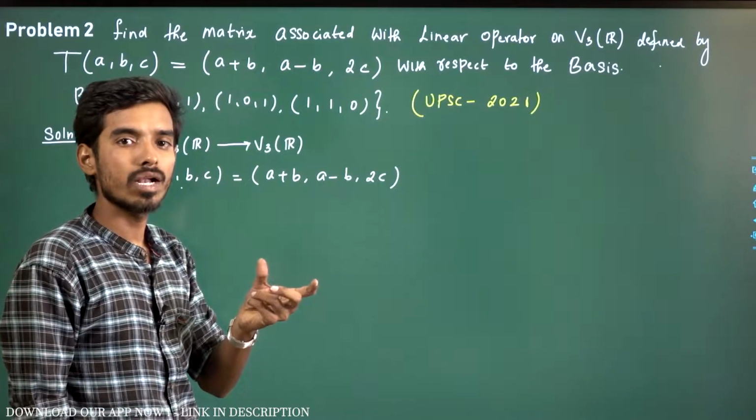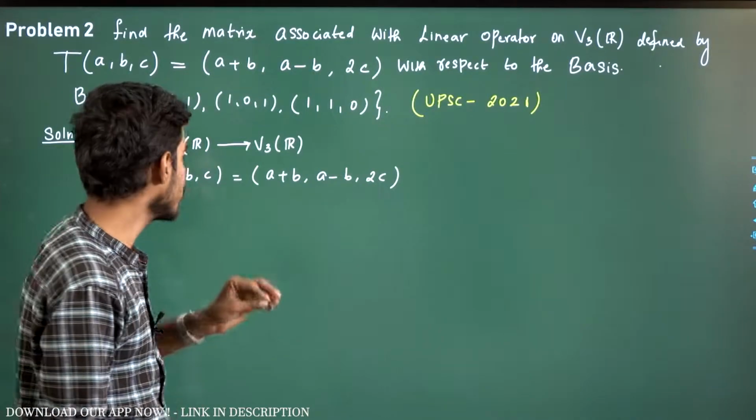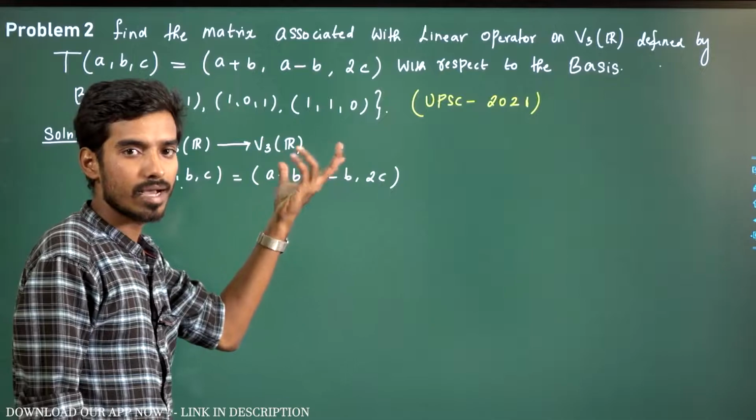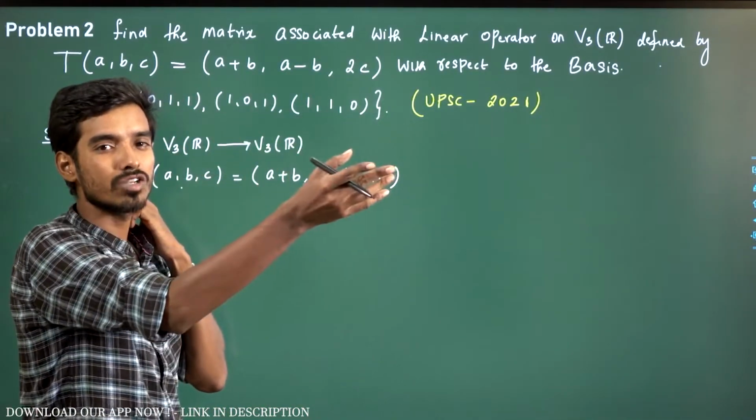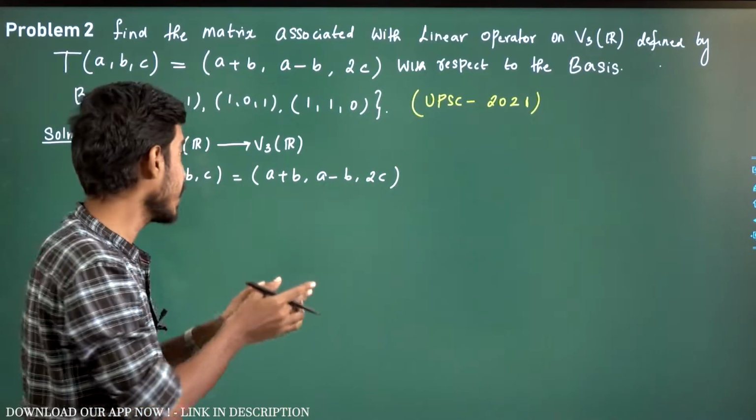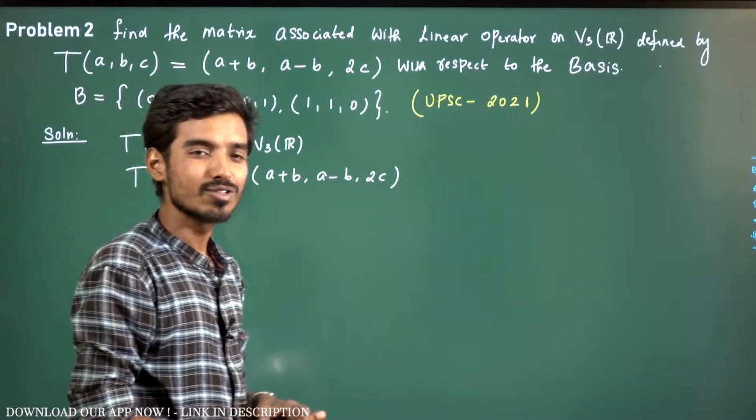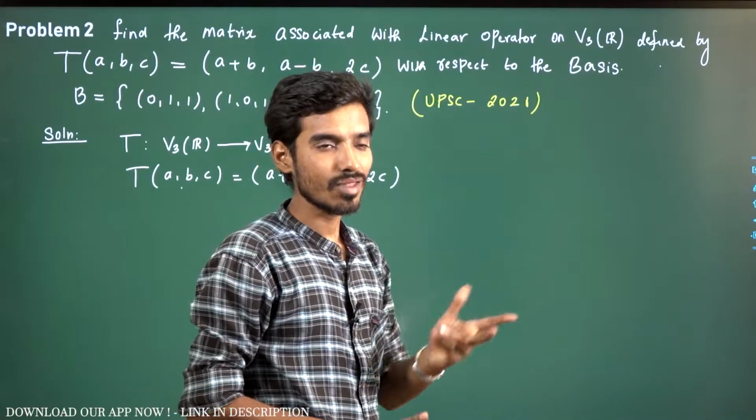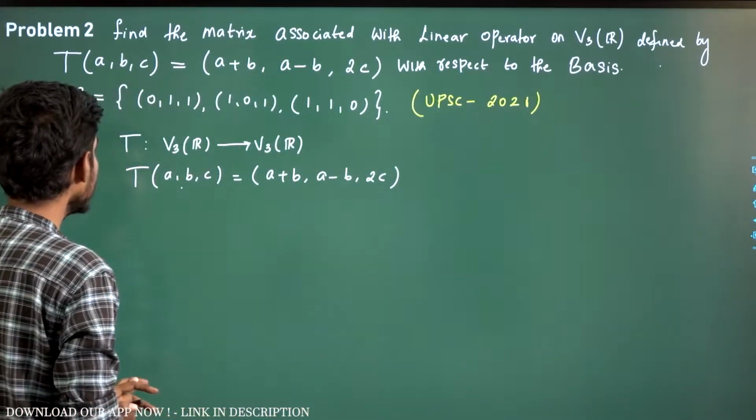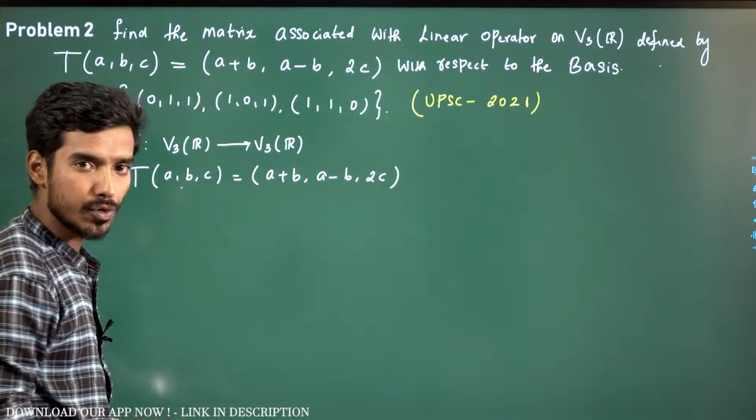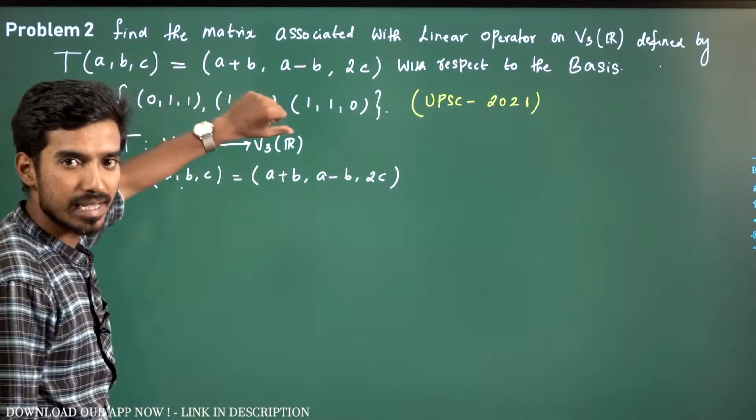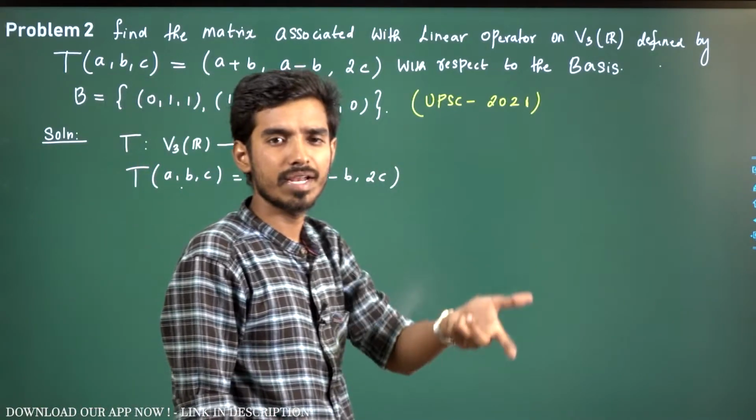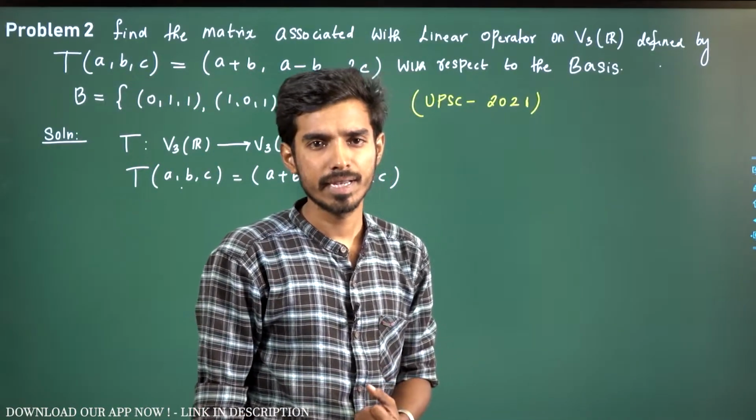From an exam point of view, they can also give a different basis for the domain and a different basis for the codomain. But in our problem, they have given only one basis, so assume that you take that as the basis for both spaces. Since it's a linear operator here, no problem. So first, you just input these basis elements. You know how to find the matrix for the corresponding linear transformation.